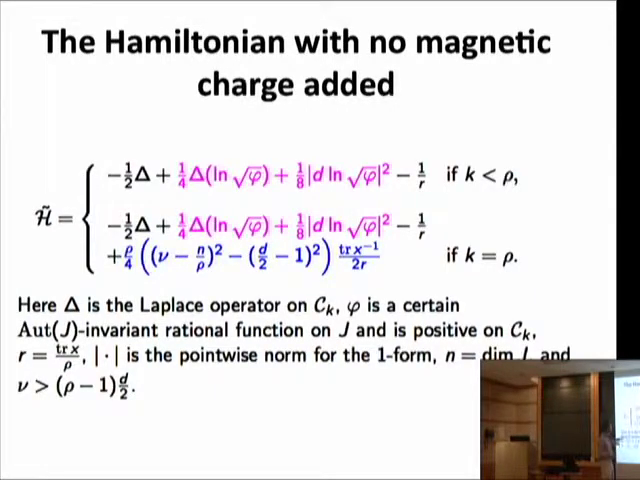The phi is a little bit complicated, but we know it's an automorphism J invariant, rational function on J. You have poles. But then it's always positive on CK. And this phi actually depends on K. Okay. Are these operators acting on functions on L2 of the CK? L2 of CK.